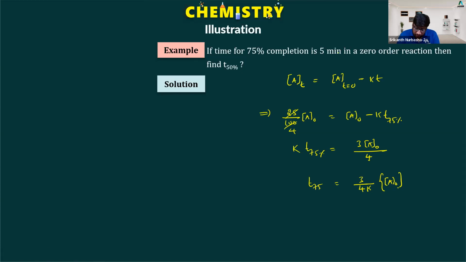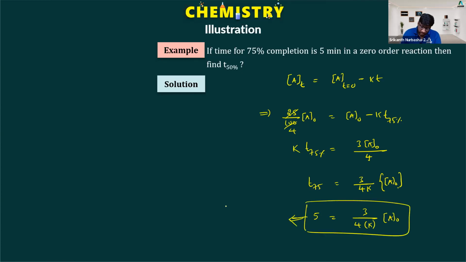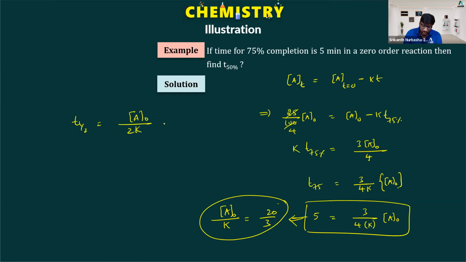The time given is 5 minutes. So 5 equals 3 by 4 into K into concentration of A at t = 0. So I can write from here, concentration of A at time t = 0 divided by K equals 20 by 3. What is t half? T half equals concentration of A at t = 0 by 2K, that is half of this. That is 10 by 3, which is nothing but 3.33 minutes.